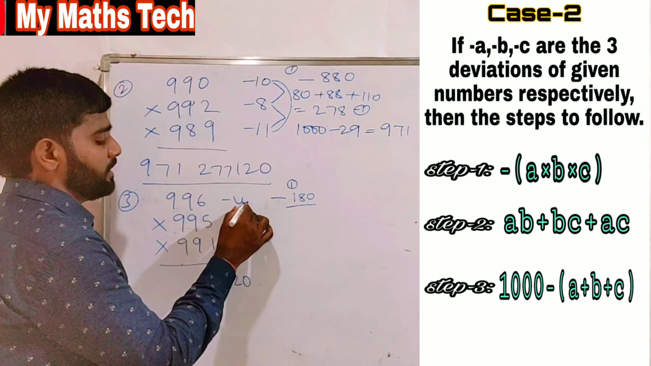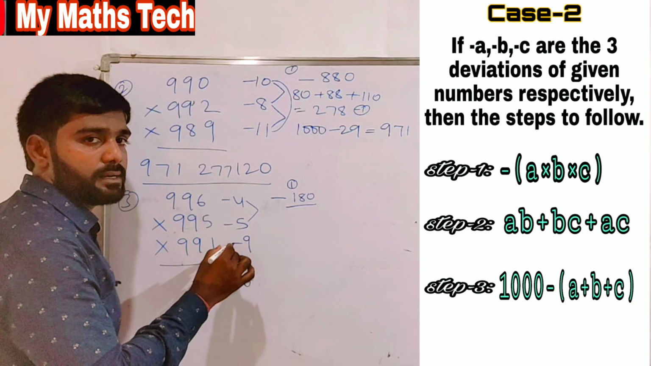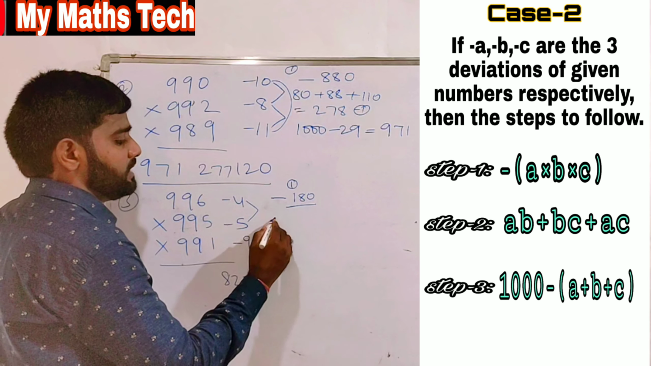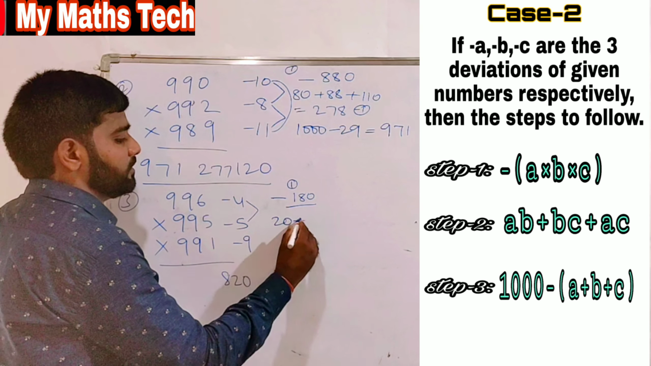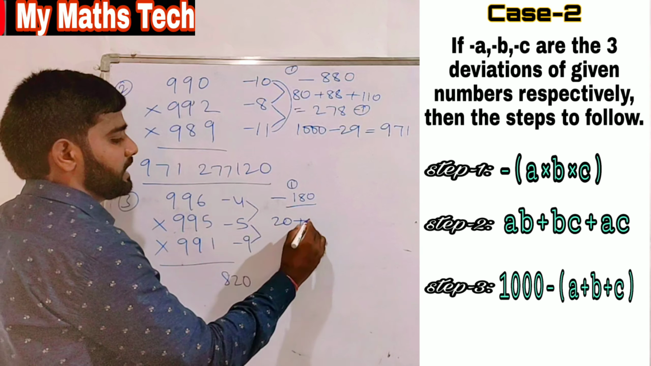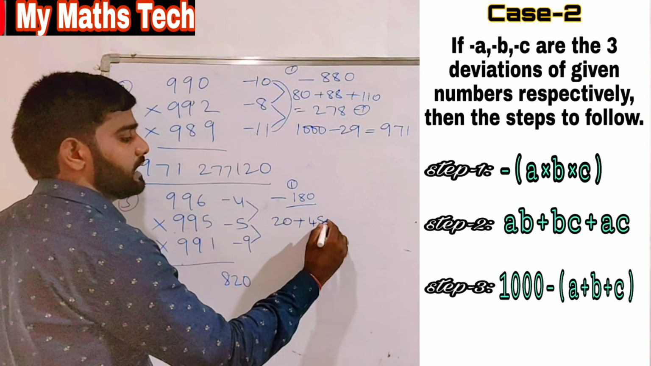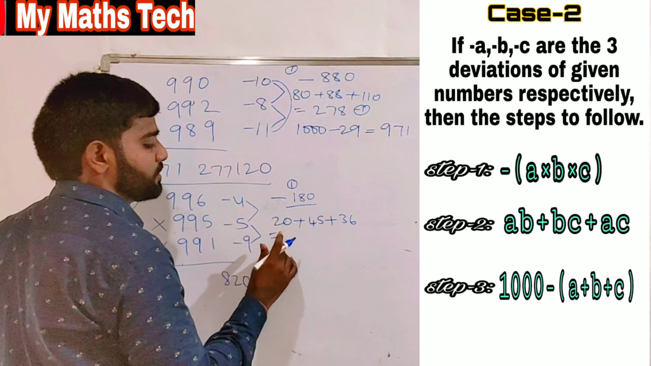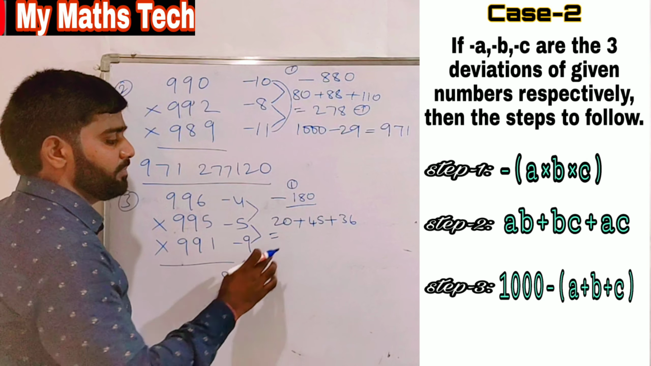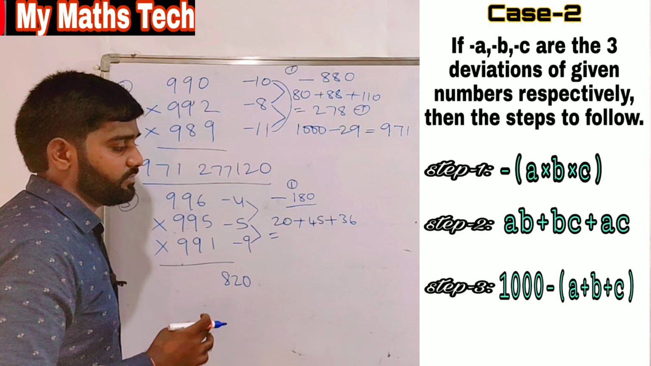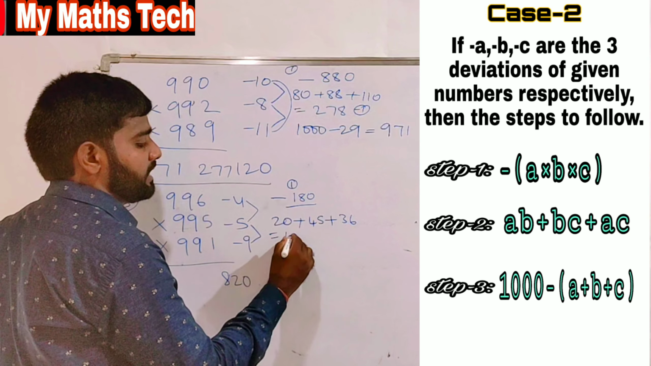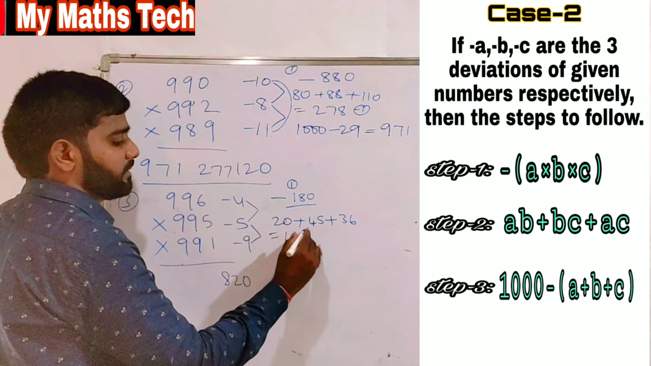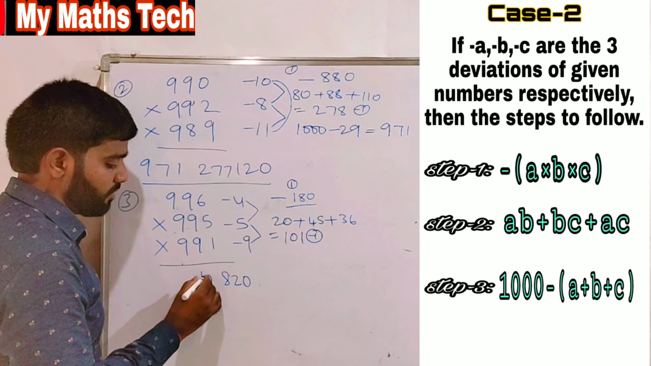And the second step, the sum of the products AB plus BC plus AC. AB value: minus into minus is plus, 4 5s are 20. And the BC value: 5 9s are 45, minus into minus is plus. And the AC value: minus into minus is plus, 4 9s are 36. So 20 plus 45 is equal to 65, plus 36 is equal to 101. So from 101 we should subtract that borrowed one. So minus 1 is equal to 100.